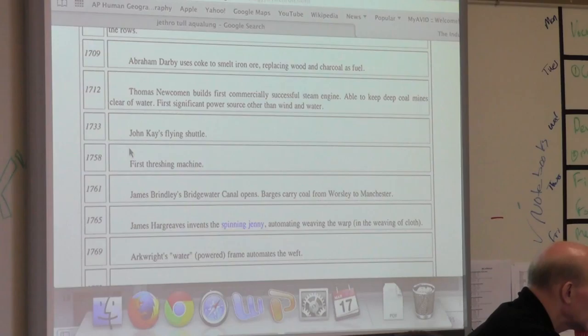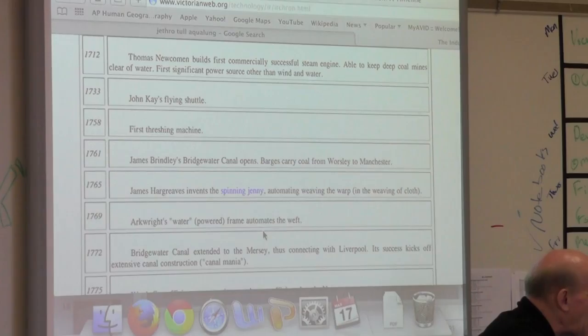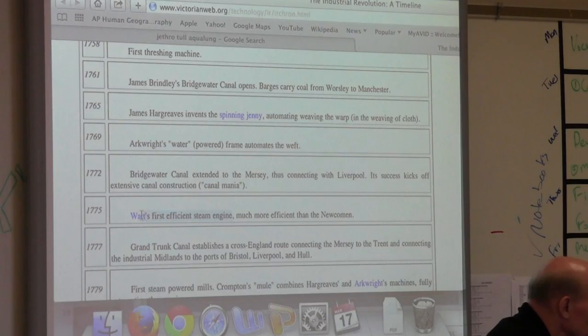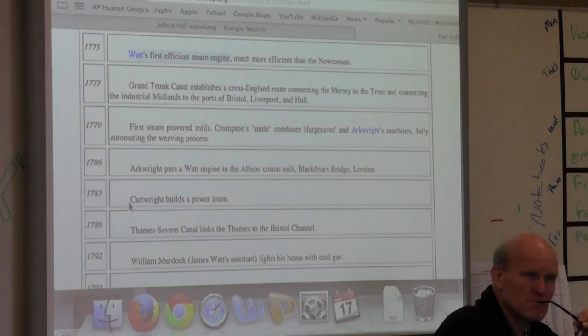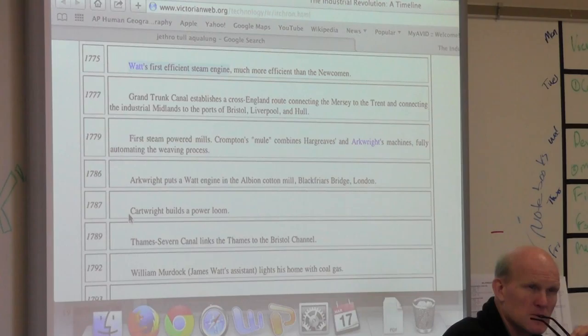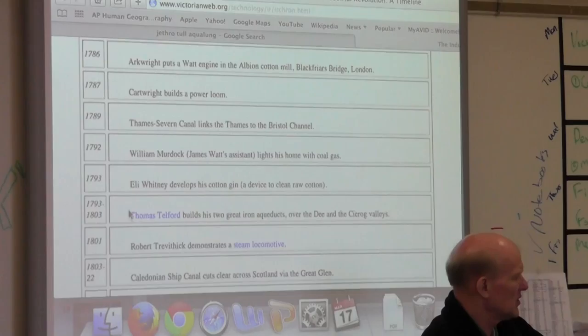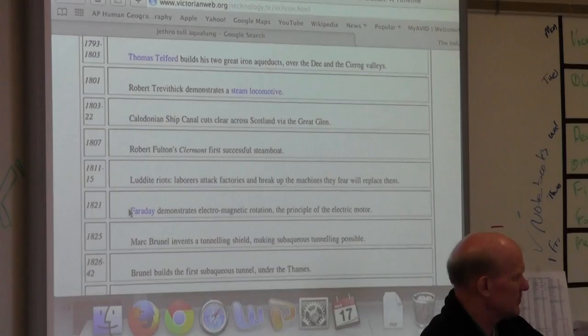Okay. Another one, and we've already done James Hargreaves' spinning Jenny, right? Yep. Watt's steam engine is kind of a big one. That I don't know. It's a good question. I'm guessing not. We've got Eli Whitney and the cotton gin down already. Right? Maybe that's it.